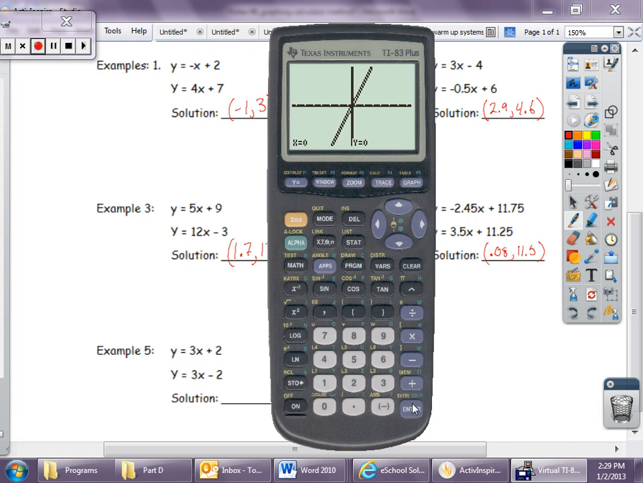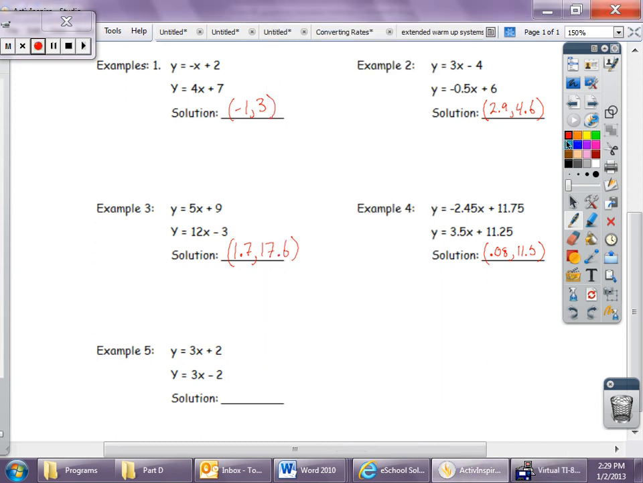Now if you notice, these lines never cross. What happens is we actually have parallel lines, and we know that parallel lines have no solutions. So when we look at these, they're never going to cross because they're parallel lines. We also know that they're parallel lines because they both have a slope of 3, and they have different y-intercepts. So there's no solution. No solution. These are parallel lines. And that was our quick lesson on using the graphing calculator to find our solutions to our system of equations.